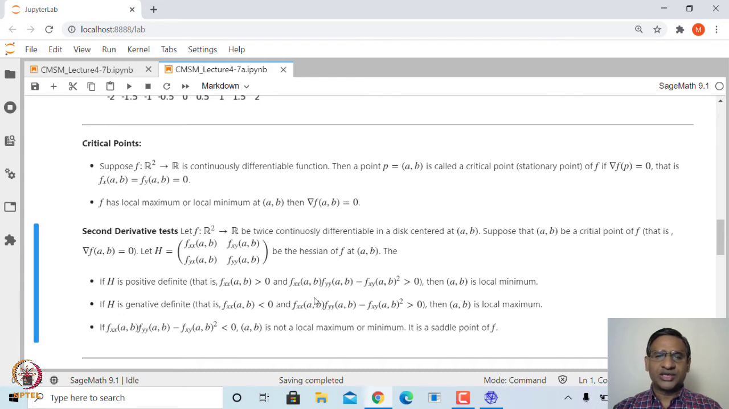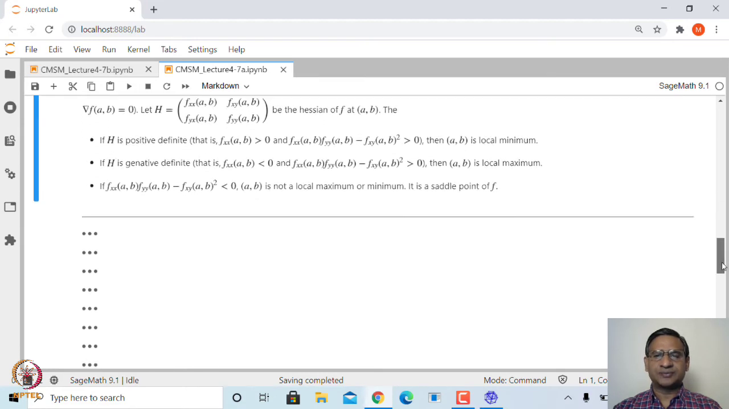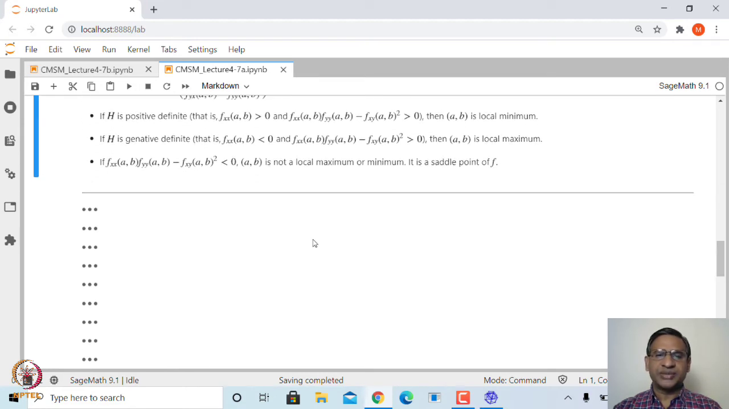So, again you can see here this is consistent with one variable local maximum and local minimum. In case the determinant of this Hessian, that is f x x at a b into f y y at a b minus f x y whole square, is negative, then such a point is called a saddle point. It is not a local maximum or local minimum. So, that is a saddle point. Okay.